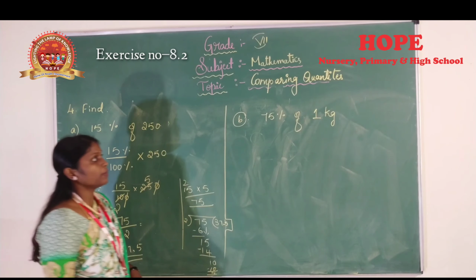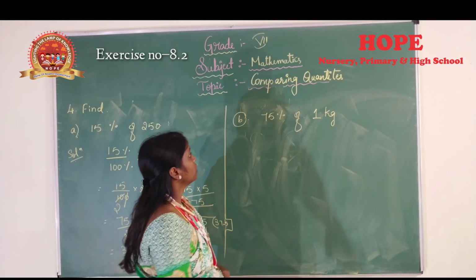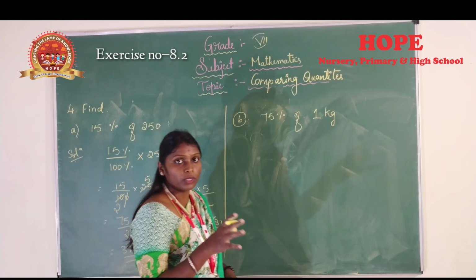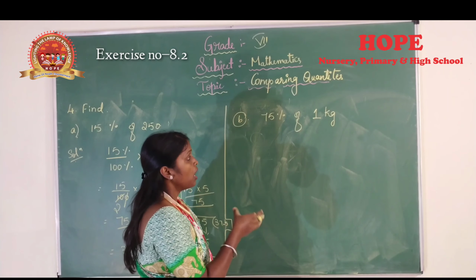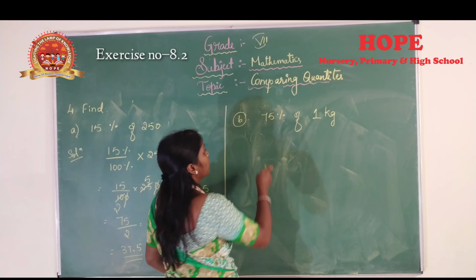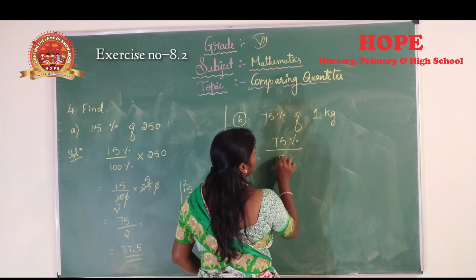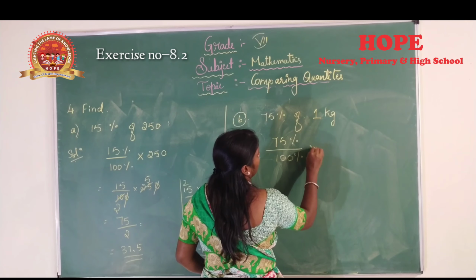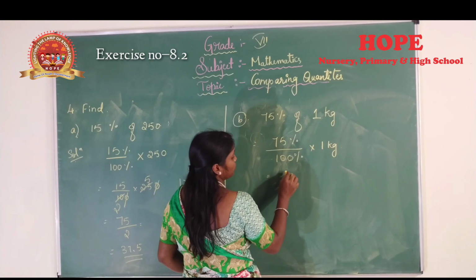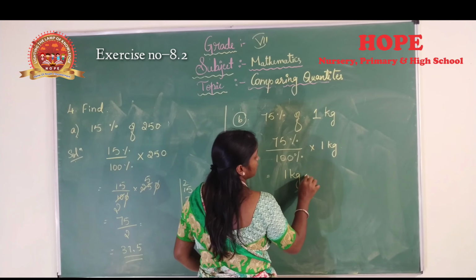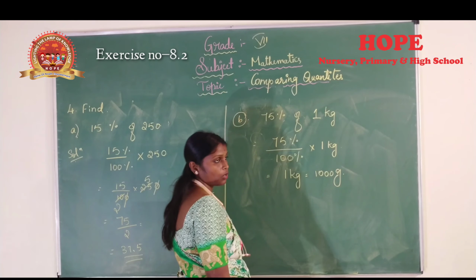There is one more example: 75% of 1 kg. Okay. So how to convert this? How to find the amount used? How is 75% of 1 kg going to be in decimal form? Here also it's 75% out of 100% into 1 kg. Here we have to make a note that we are converting 1 kg into grams. 1 kg is equal to 1000 grams.